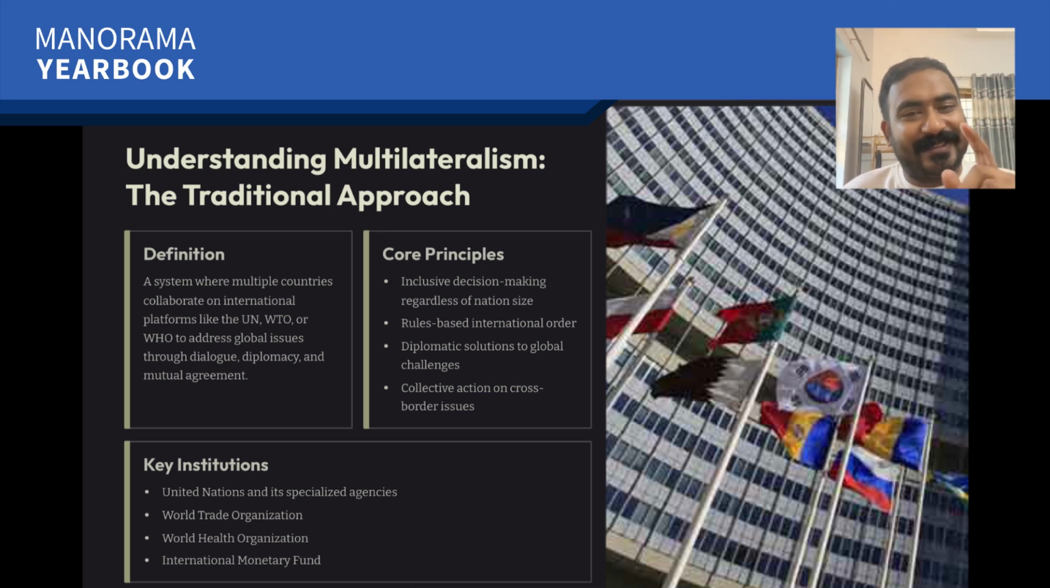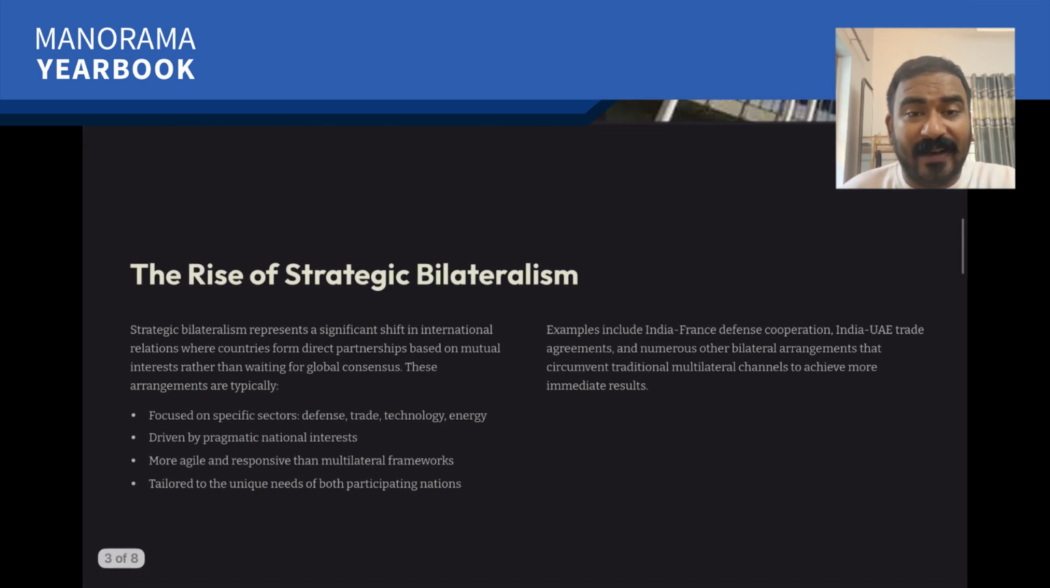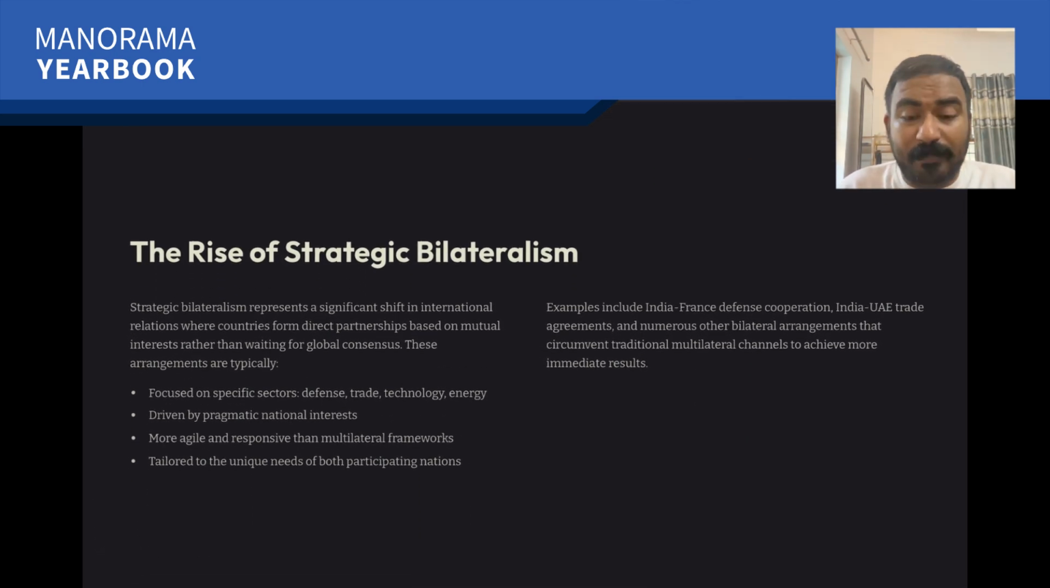But here is the twist. This system is under pressure. In recent years, we have seen a decline in multilateralism, and a new idea has arisen, which we can call strategic bilateralism. It means that instead of waiting for 190-plus countries to agree on something, nations are now saying, let's cut through the red tape and make a direct deal with each other.